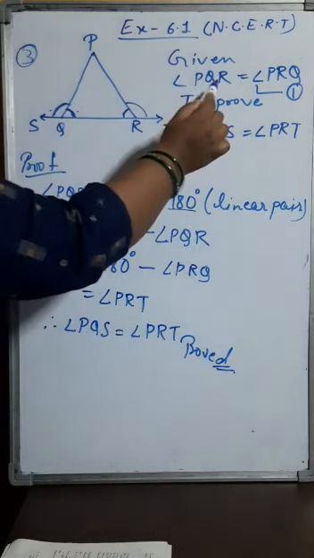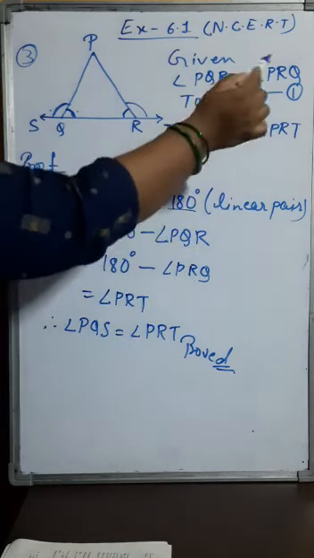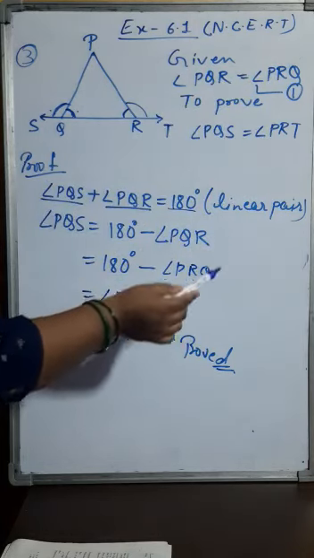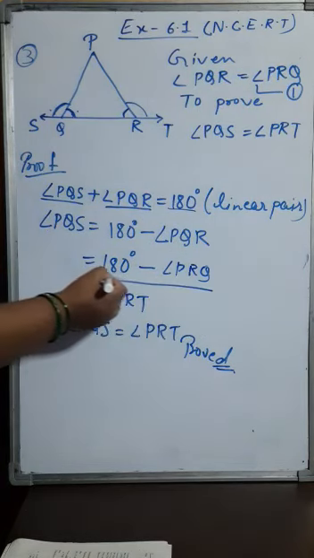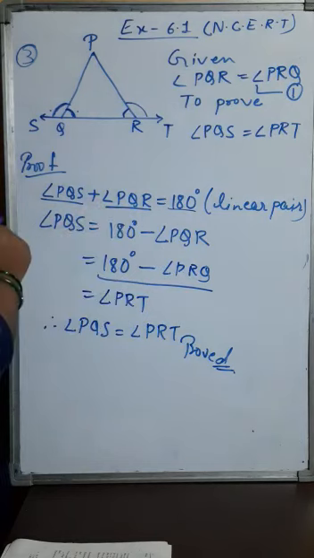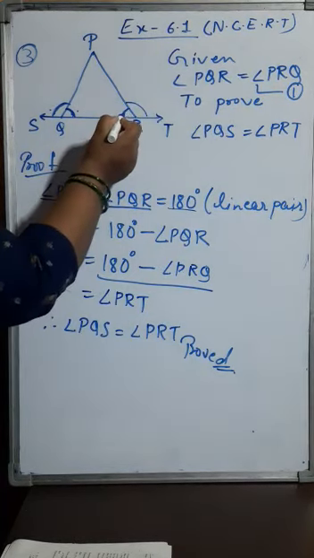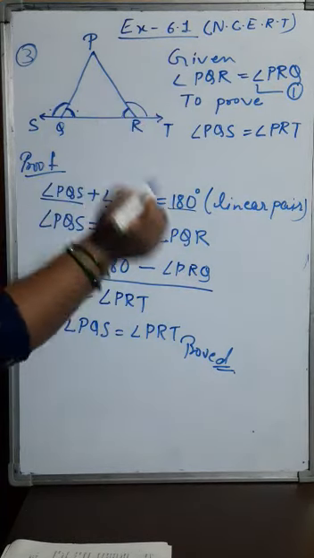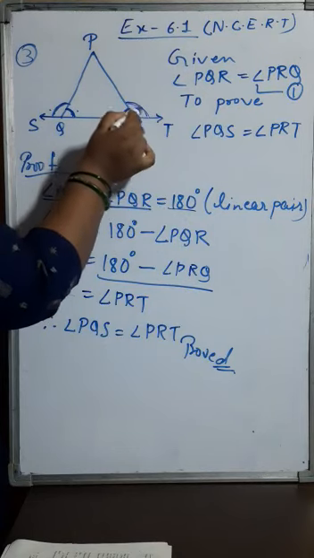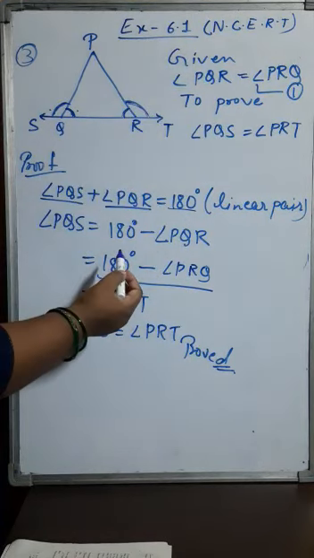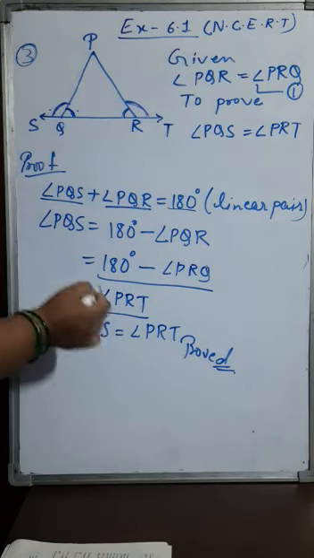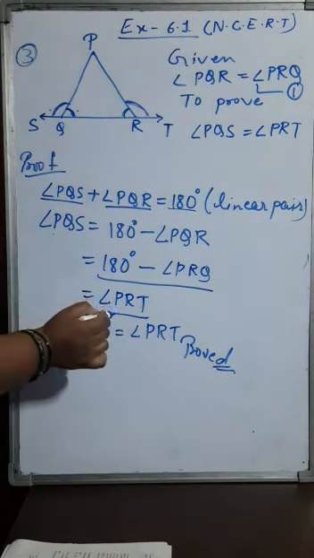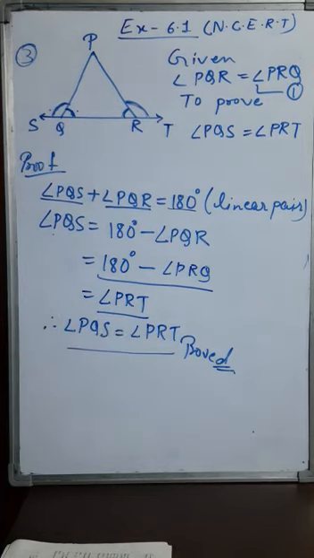But according to the question, PQR is given equal to PRQ. So in place of PQR, we can put PRQ. Now concentrate here. 180 minus PRQ. Will it be PRT? So in place of 180 minus PRQ, we can put PRT. So hence PQS is equal to PRT, proved.